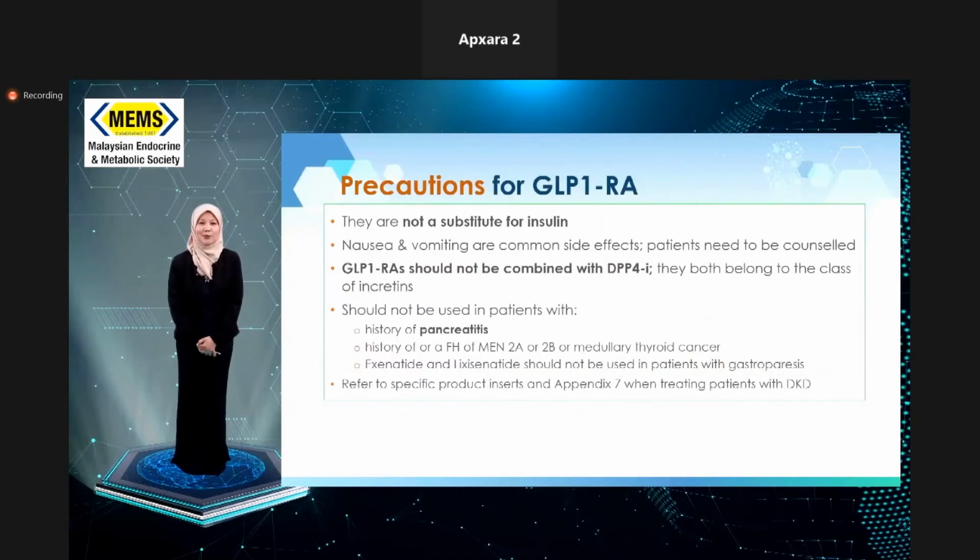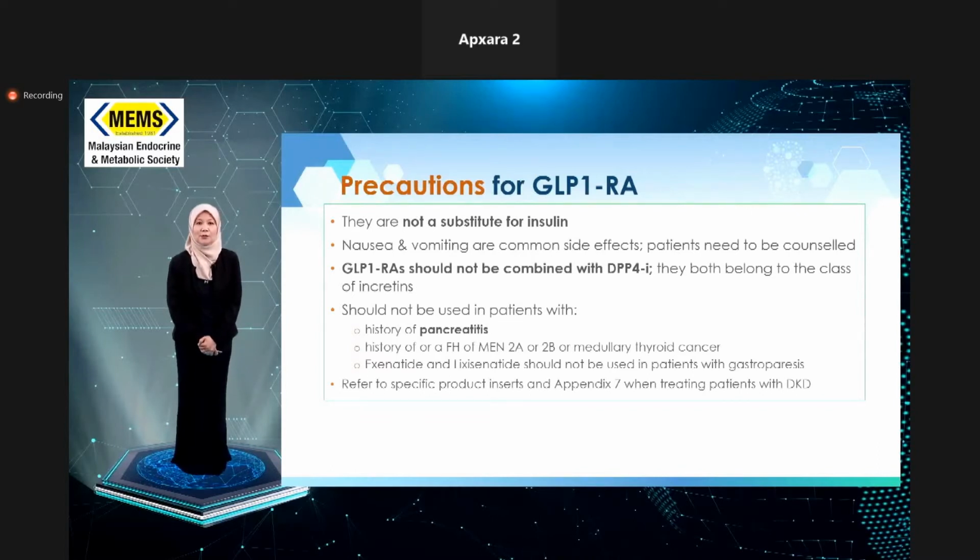Some precautions surrounding GLP-1 receptor agonists include the fact that they are not a substitute for insulin. I would like to repeat that they are not a substitute for insulin. GLP-1 receptor agonists should not be used in combination with DPP-4 inhibitors because they both belong to the same class of incretin hormones. Nausea and vomiting are common side effects, and any patients who are to be initiated on these compounds should be adequately counseled regarding these.